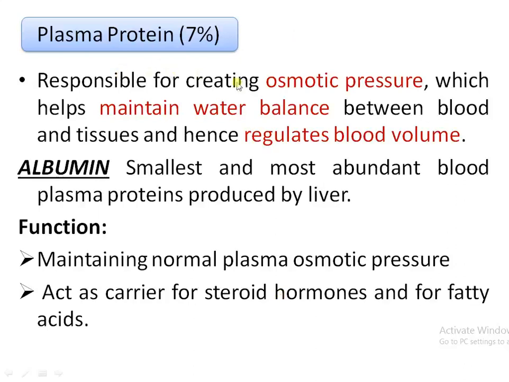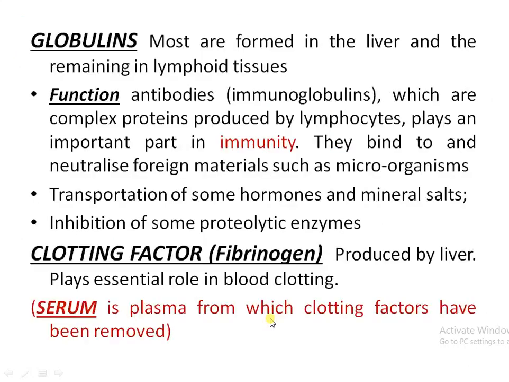Plasma proteins are responsible for creating osmotic pressure, maintaining water balance between blood and tissue, and hence regulate blood volume. Albumin is the most abundant plasma protein present in blood. Its function is to maintain normal plasma osmotic pressure, and it also acts as a carrier for steroid hormones and for fatty acids.